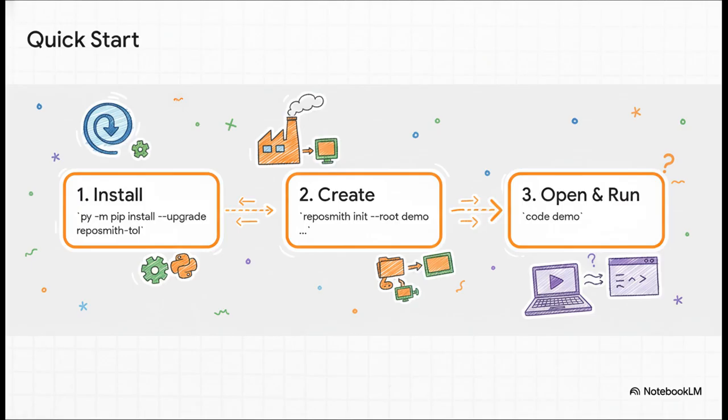1. You pip install it. 2. You run the RepoSmith init command. And 3. You open that new folder in VS Code. And that's it. In literally seconds, you've gone from an empty directory to a fully functioning, ready-to-go development environment.